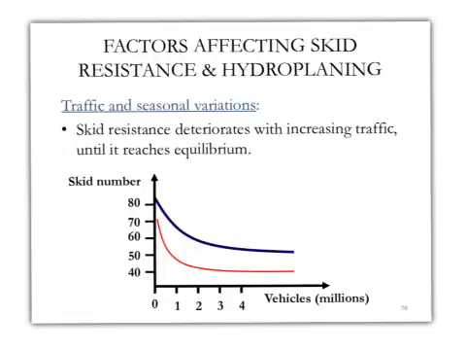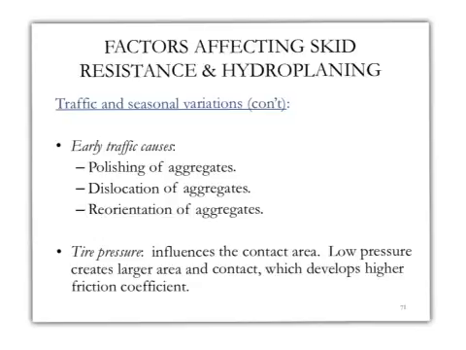Early traffic typically would cause, first of all, polishing of the aggregate, and as we keep polishing, the aggregates are eventually going to lose contact with the asphalt and start to dislocate from the surface of the pavement. We are also going to see a reorientation of aggregates, which eventually makes the surface so smooth that it is not safe to drive on, and the skid resistance would be at minimal values.